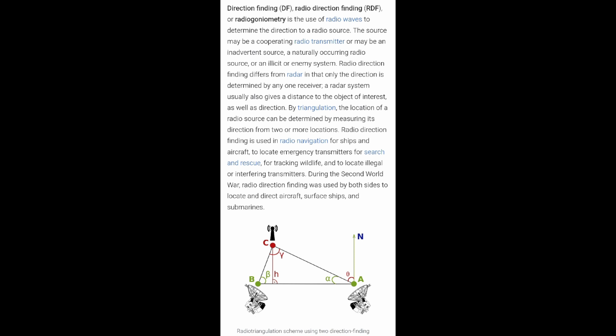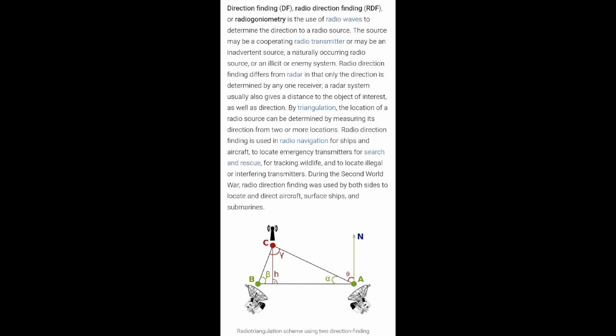The source may be a cooperating radio transmitter, or may be an inadvertent source, a naturally occurring radio source, or an illicit or enemy system. Radio direction finding differs from radar in that only the direction is determined by any one receiver. A radar system usually also gives a distance to the object of interest as well as direction. By triangulation, the location of a radio source can be determined by measuring its direction from two or more locations.